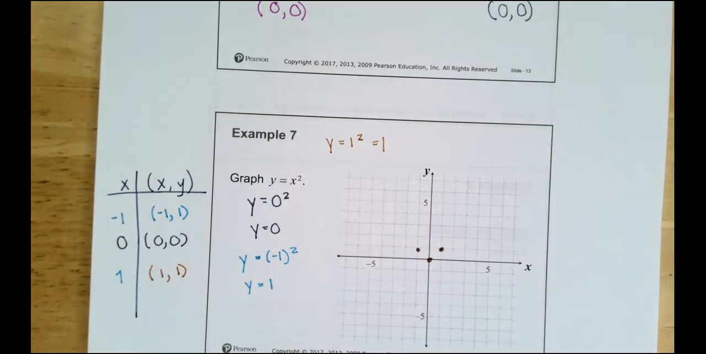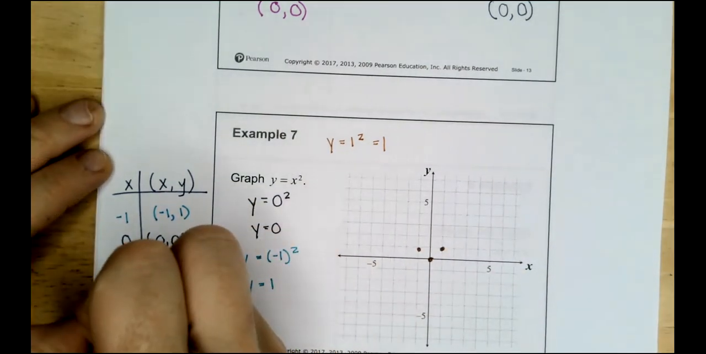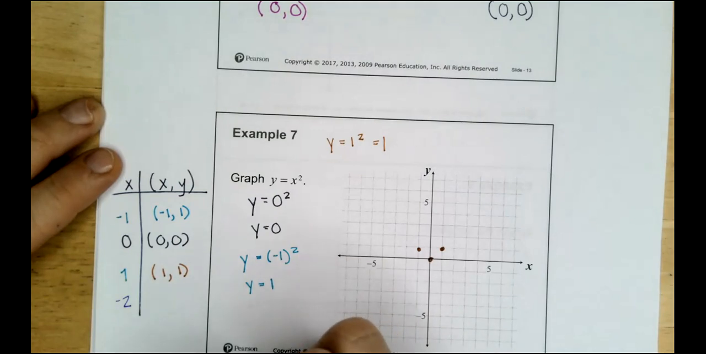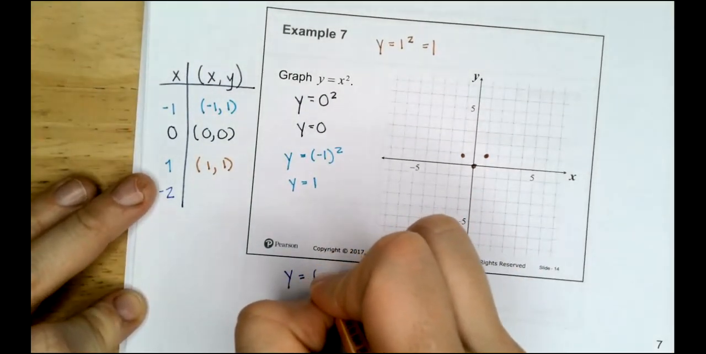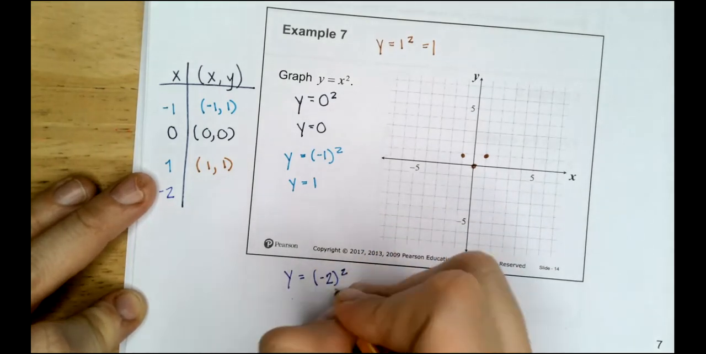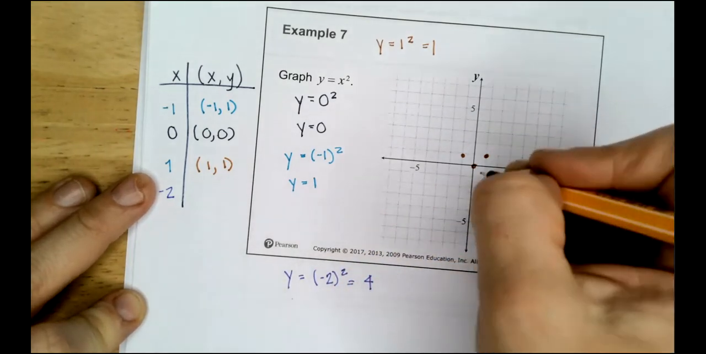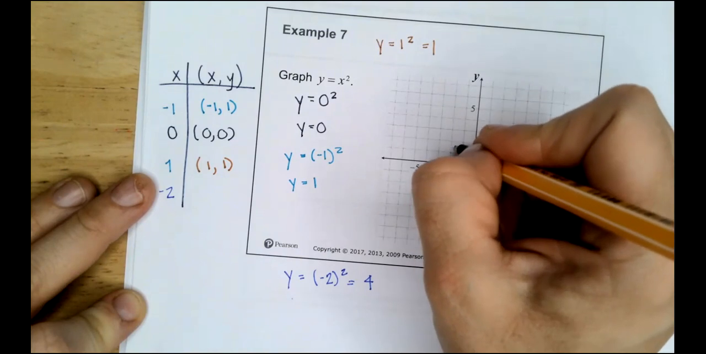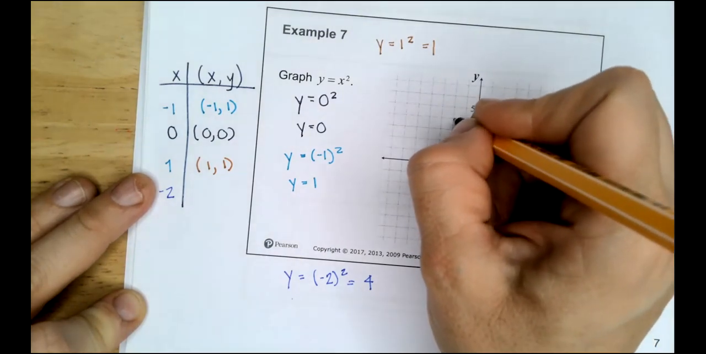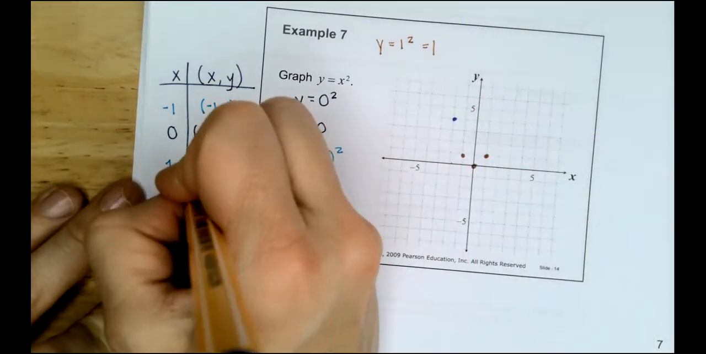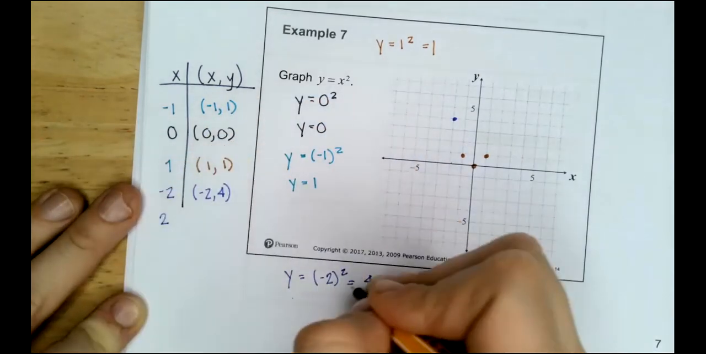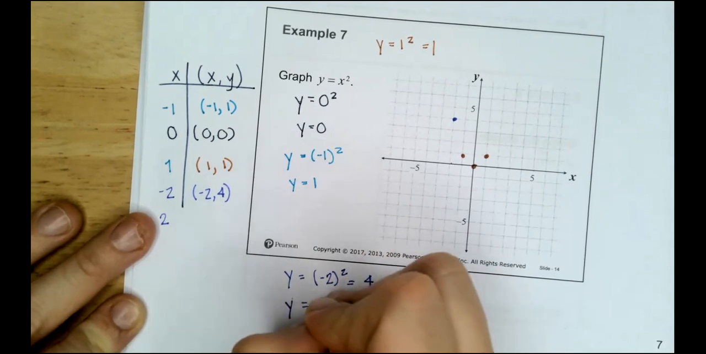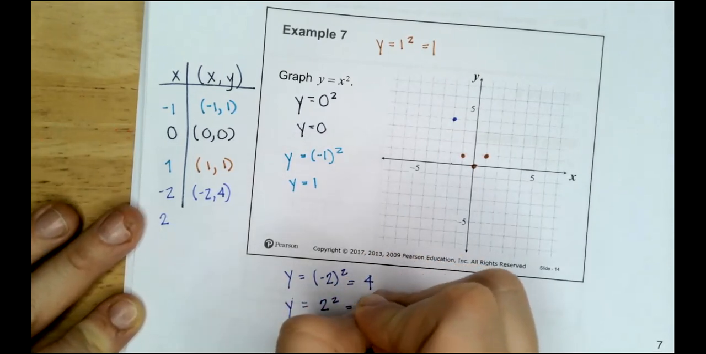What about, let's do negative 2, right? So then we have y equals negative 2 squared, which is 4. So for negative 2, we have 4. Positive 2, it's going to look the same, right? Y equals positive 2 squared, which is 4.